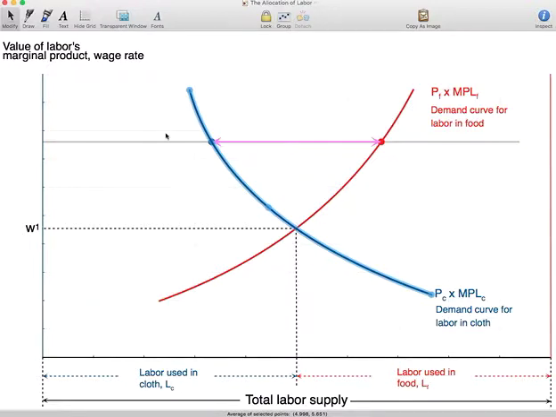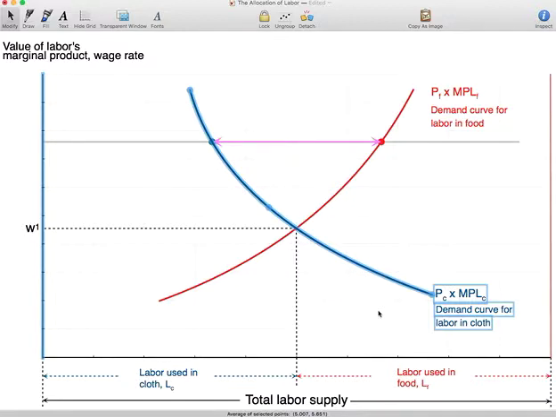So make sure you remember that for cloth, we are moving from left to right. So we can see here that this demand curve is downward sloping because we are moving from left to right. As we start at higher wage rates, the demand for labor in cloth production is lower than if we lower the wage rate, and we see that the quantity demanded for labor in cloth is going to increase.